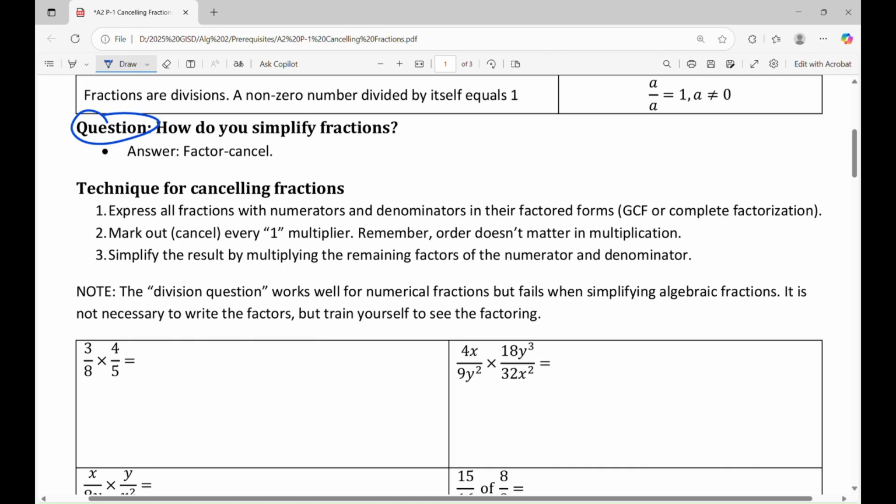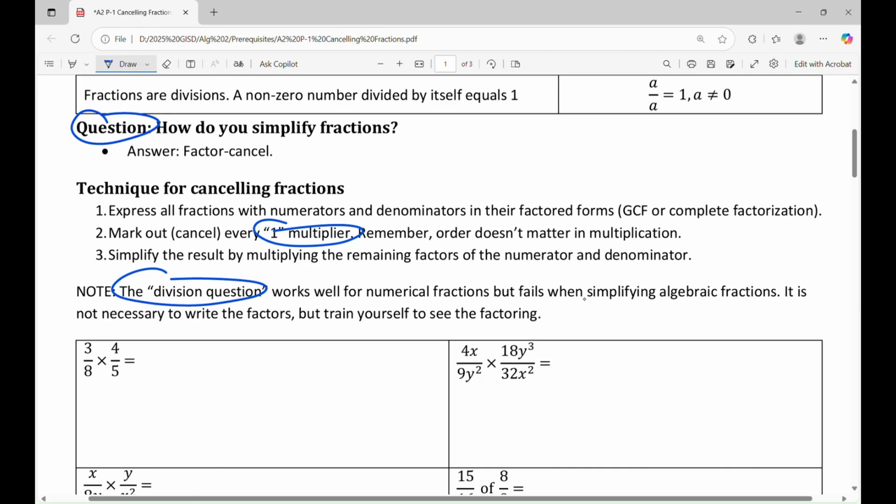The division question works well for numerical fractions, but it fails whenever you do algebraic fractions. So it's good to know the key principle, and the key principle is to discover that hidden 1 multiplier. So this is not the way that you typically would do this, and I'm going to show it to you this way one time, just so it really shows the principle of what's going on.